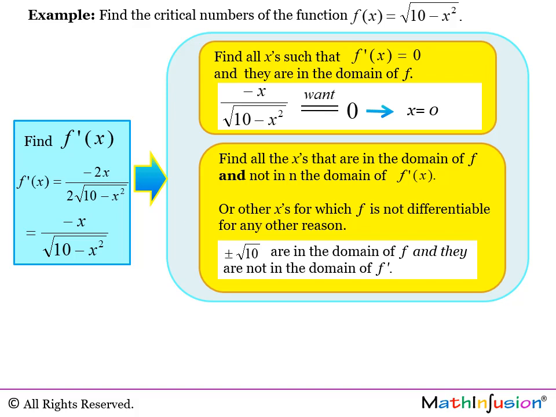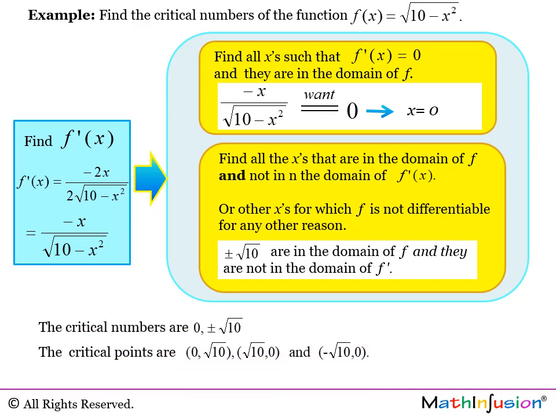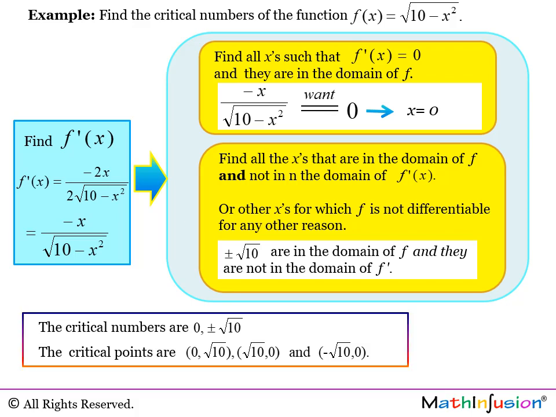What can we conclude? We can conclude that the critical numbers are 0 and plus minus square root of 10. And the critical points are always the critical number and then the value of the function at that point. So we get 0 and square root of 10 minus 0, which is square root of 10. And when we plug plus minus square root of 10, we get that f of x equals 0. So we get also radical 10, 0 and negative radical 10, 0.